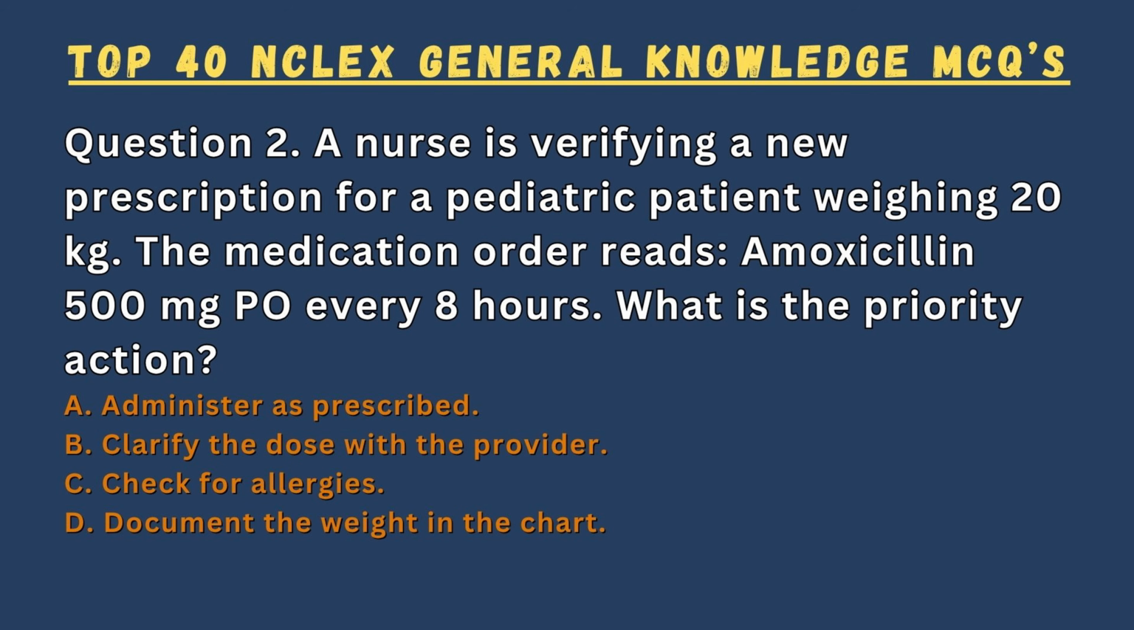Question 2. A nurse is verifying a new prescription for a pediatric patient weighing 20 kilograms. The medication order reads, amoxicillin 500 milligrams, PO every 8 hours. What is the priority action? A. Administer as prescribed. B. Clarify the dose with the provider. C. Check for allergies. D. Document the weight in the chart.